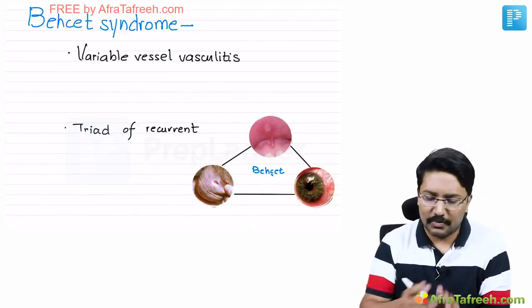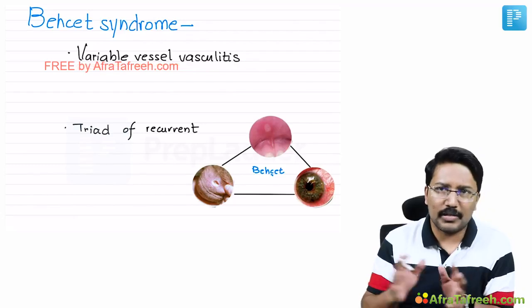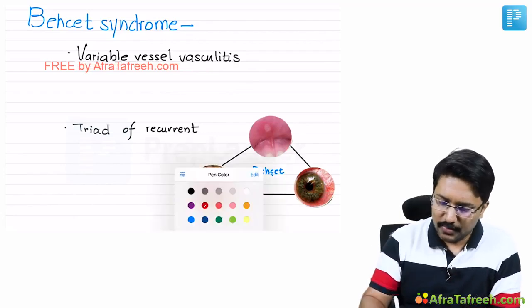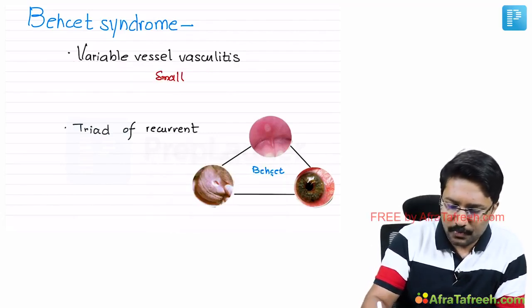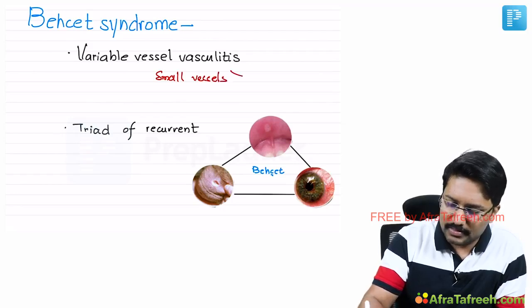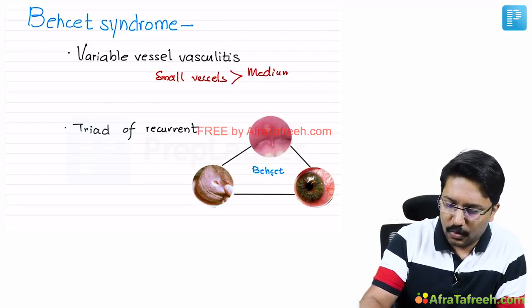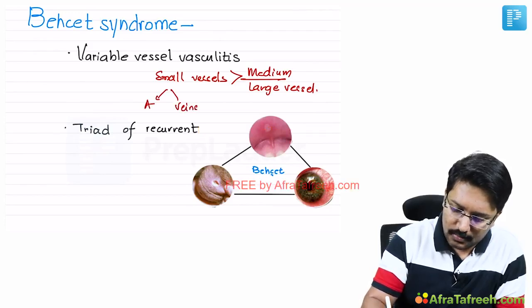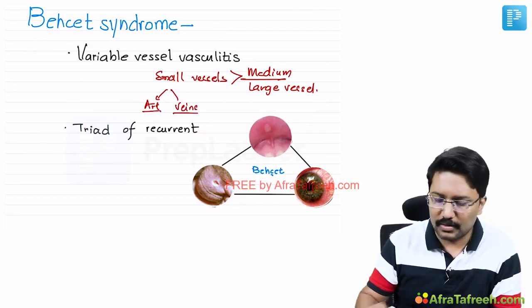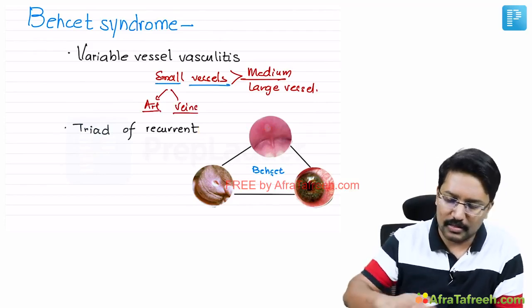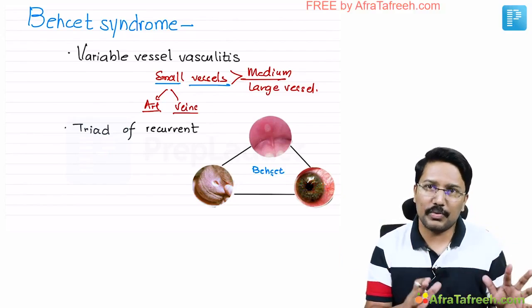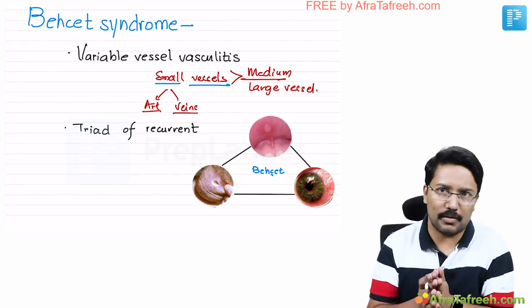What is Behcet syndrome? As we have discussed, it is a variable vessel vasculitis, but primarily it affects small vessels more than medium or large vessels. It can affect arteries as well as veins. Peculiarly, it affects small vessels more than medium or large ones. So when we discuss different organ involvement, bear in mind that the majority of those manifestations are because of small vessel involvement.